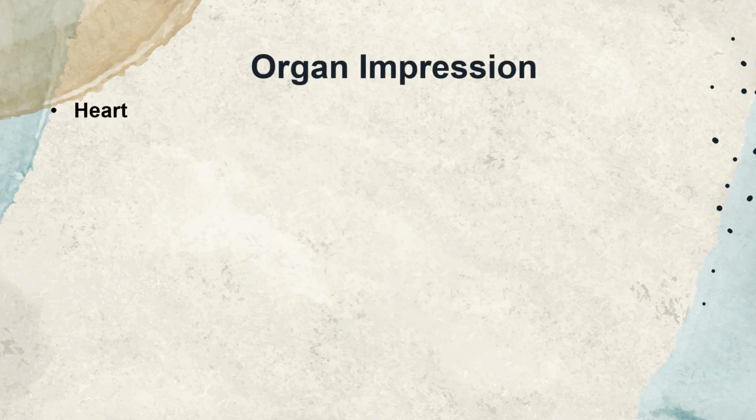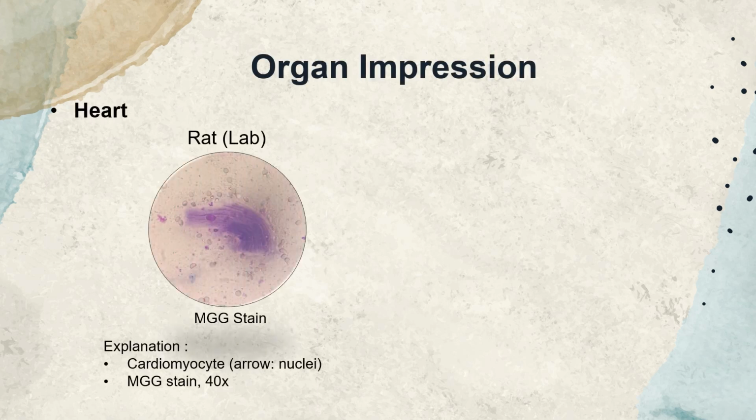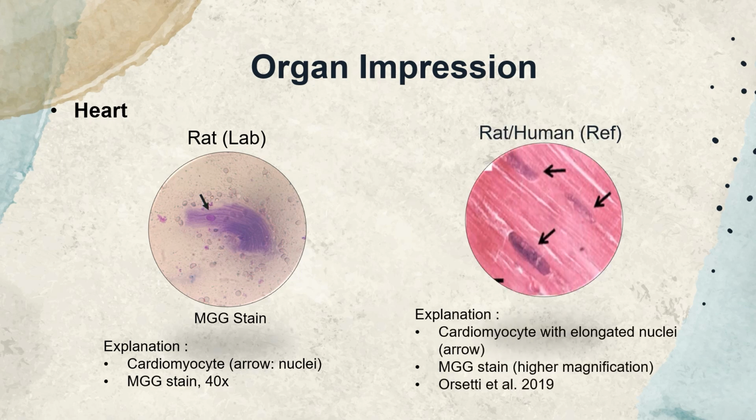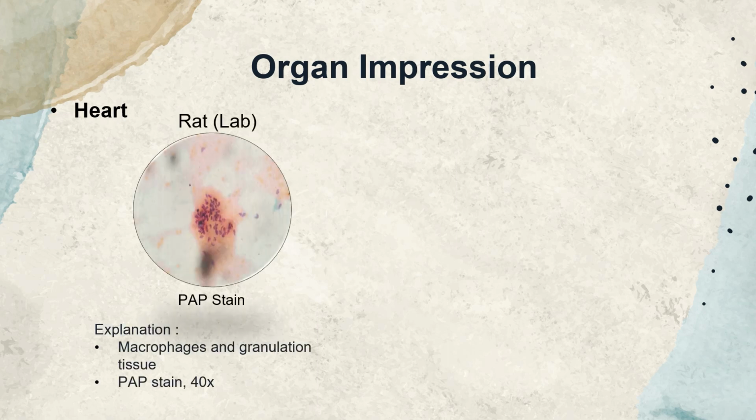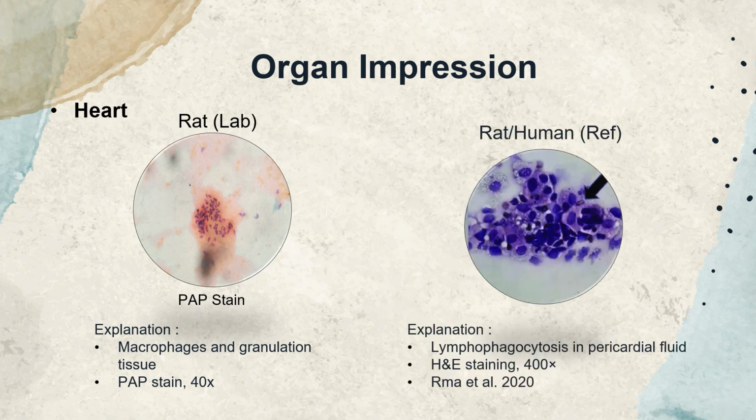From the microscopic observation of heart impression, we can see some cardiomyocytes with nuclei that is shown by the arrow as compared to the reference photo. The staining that is used is the MGG stain under 40 times magnification. The microscopic observation of heart impression by using Pap stain under 40 times magnification shows that there is some macrophages infiltration and granulation tissue. As compared to the reference which shows lymphophagocytosis in pericardial fluid using H&E staining under 400 times magnification.